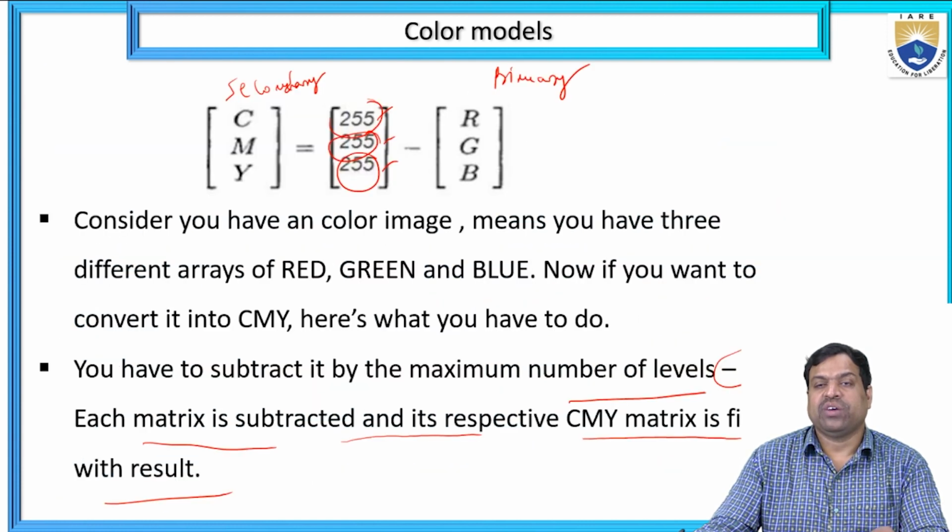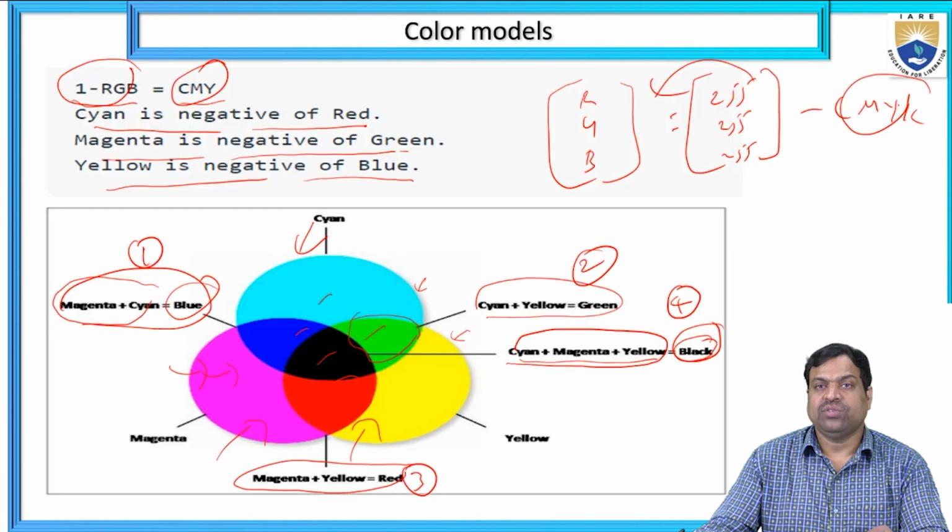CMY equals 255 minus RGB. The secondary color equals the intensity level 255 minus the primary color. Here each matrix is subtracted and the respective CMY matrix is filled with the result. So 1 minus RGB equals CMY. Cyan is the negative of red, magenta is the negative of green, yellow is the negative of blue.